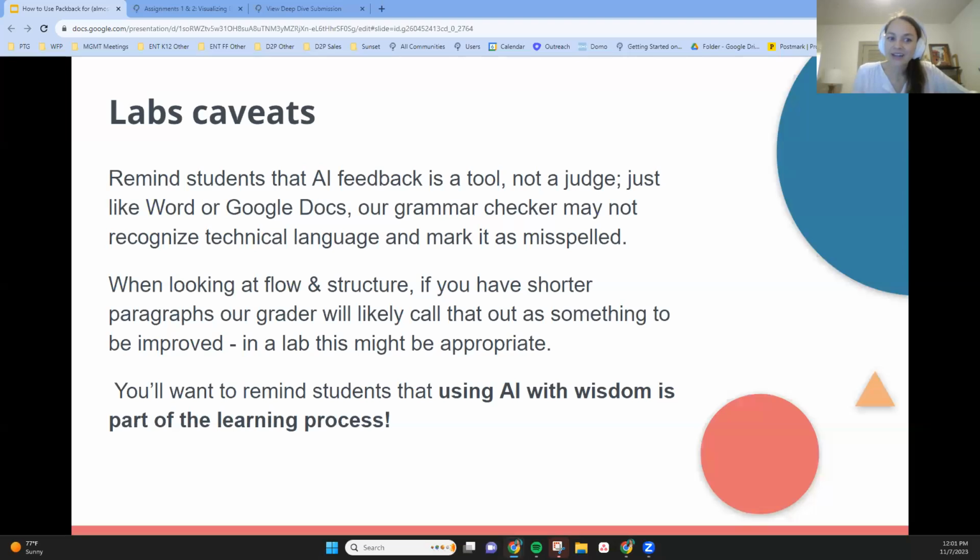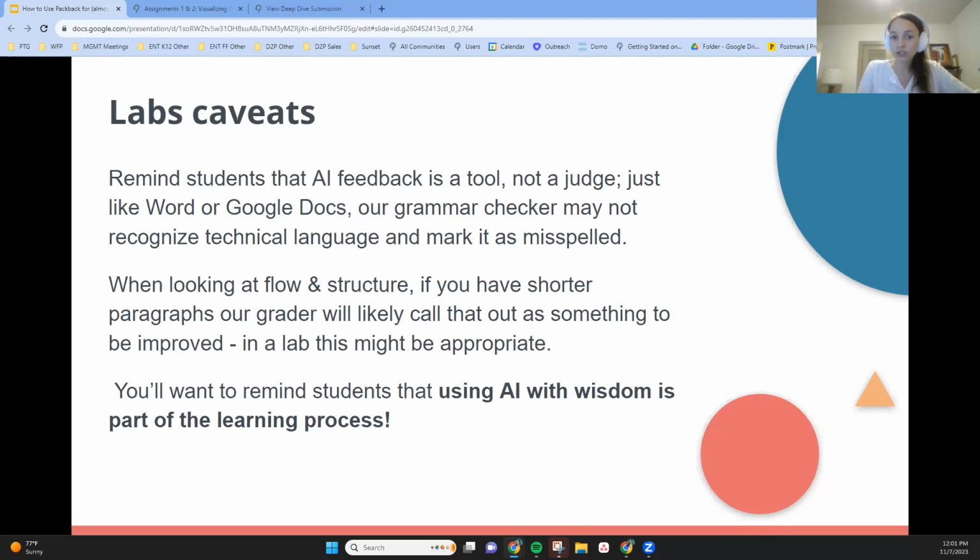remind students that using AI with wisdom is part of the learning process. You should use AI, it's helpful, but also you still need to use what you know about your course and about the content as well. So just a small caveat for the labs there.